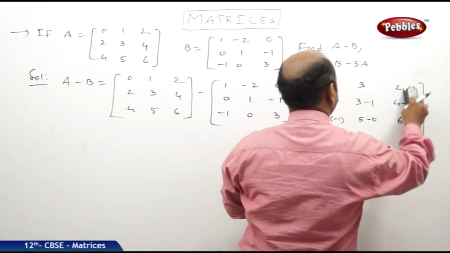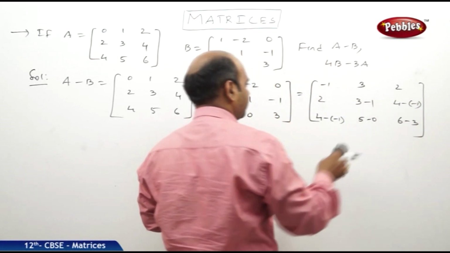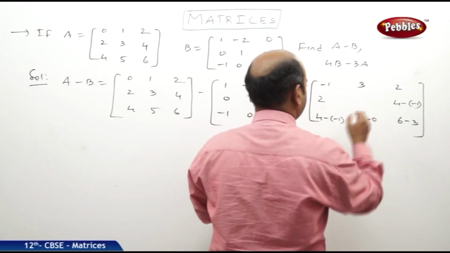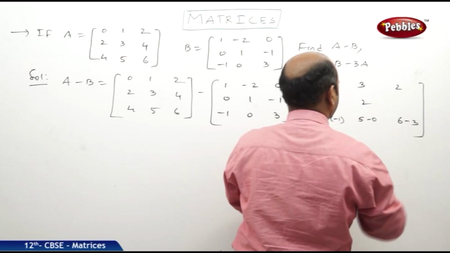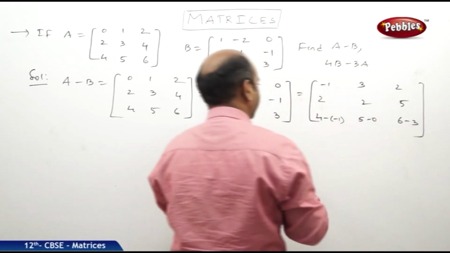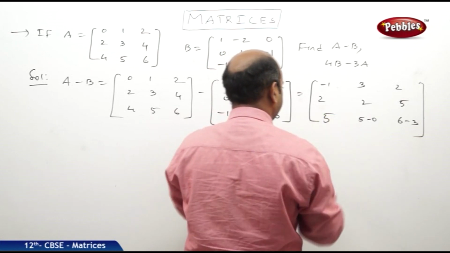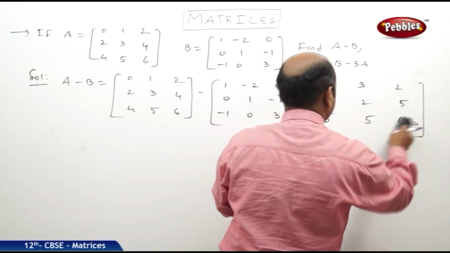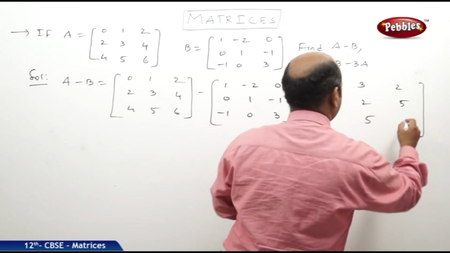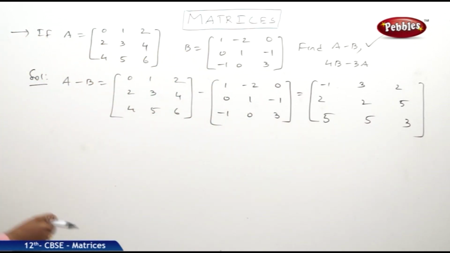And 2 minus 0 will become 2 only. Here also 2 minus 0 will become 2. And 3 minus 1 will become 2. 4 minus of minus 1 will become 5. And here also 4 minus of minus 1 will become 5. 5 minus 0 will be 5. 6 minus 3 will be 3. So this is our net result for A minus B.